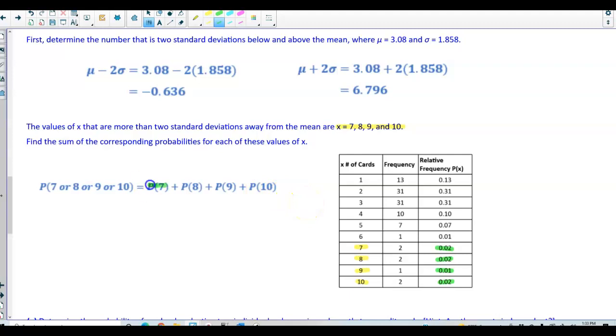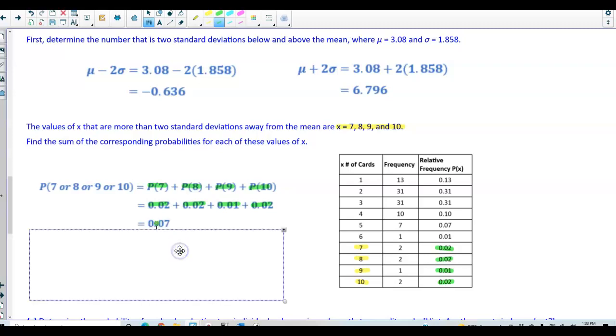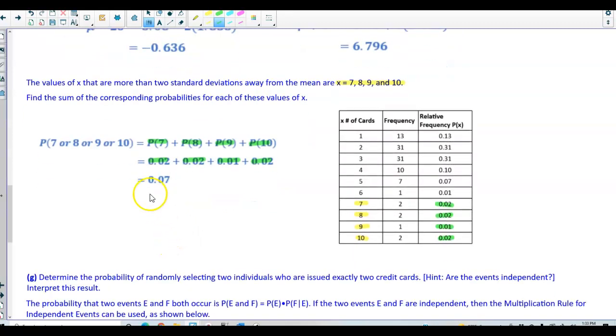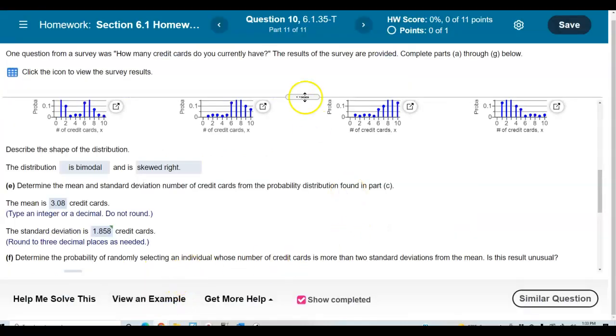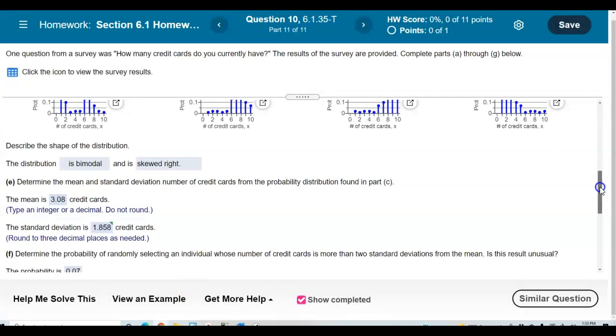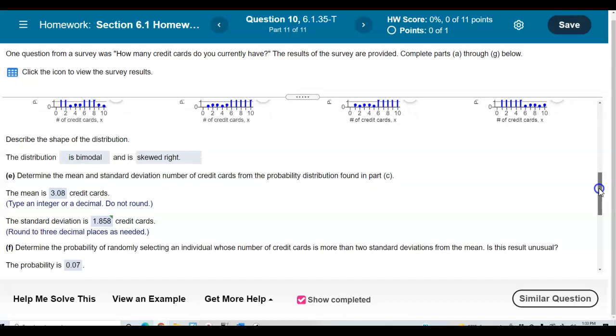Well, remember that we know what those probabilities are, what we just defined here: 0.02 plus 0.02 plus 0.01 plus 0.02, and therefore when we add them together, we get 0.07. So the probability is 0.07. So going back to our question, we can see that the next answer for the probability is 0.07.